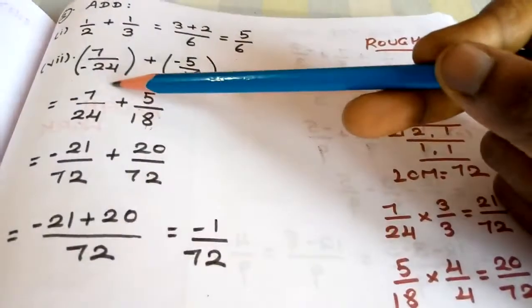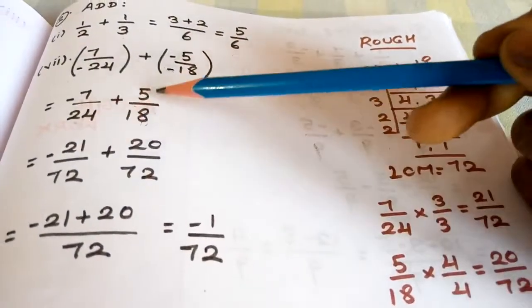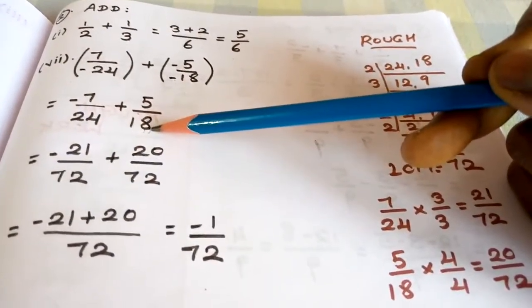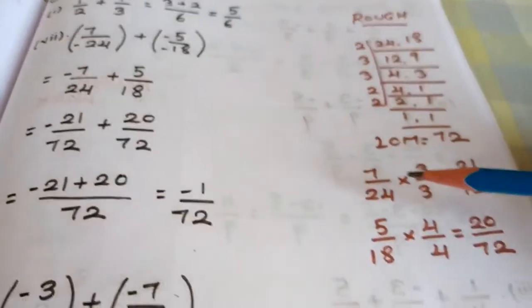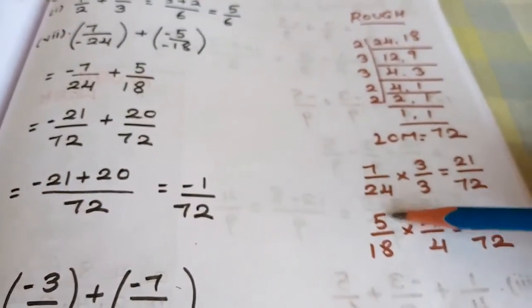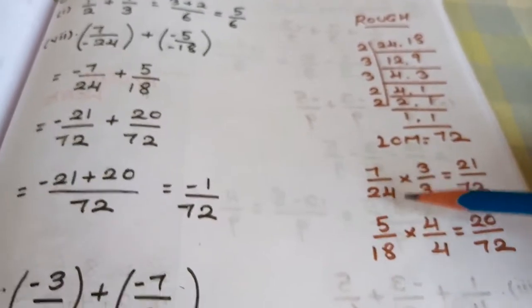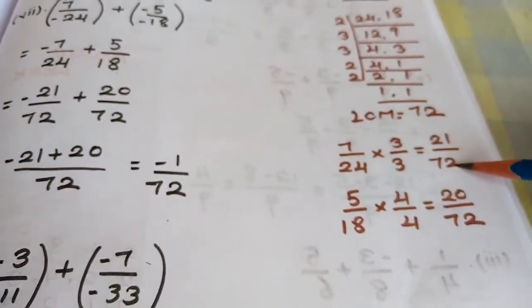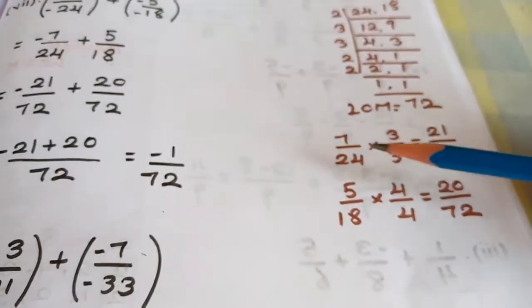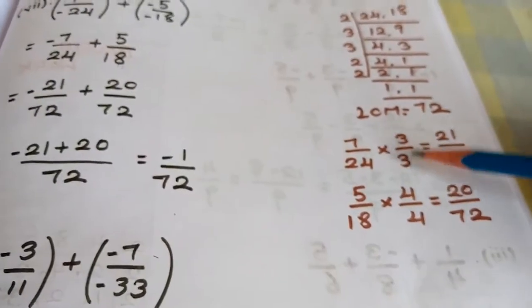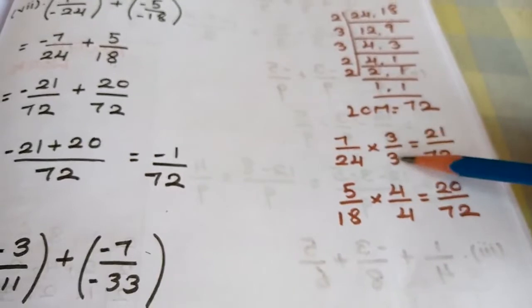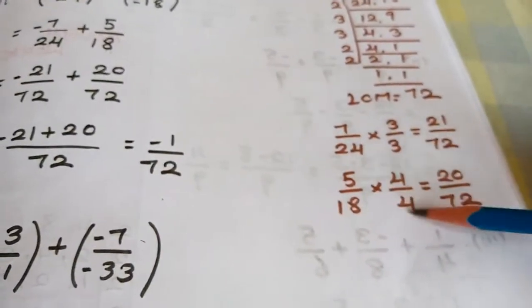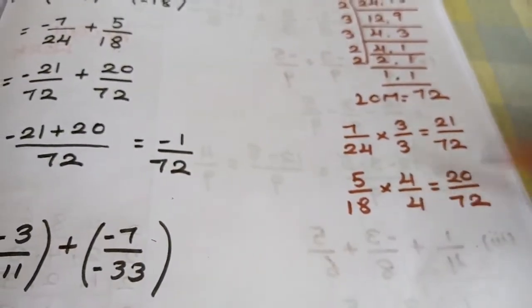I am going to take only the numbers, 7 by 24 and 5 by 18. I am not going to take the sign here, students. Just go to your rough work, 7 by 24, 5 by 18. So into what if I divide and multiply, denominator part I will be getting the value as 72. So 24 into 3, 72. So divide and multiply by 3. Similarly, 18 into 4, 72, calculate, you will be getting the value.